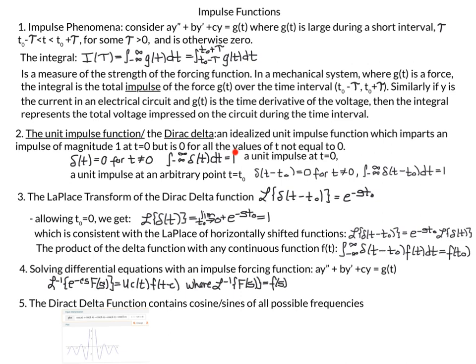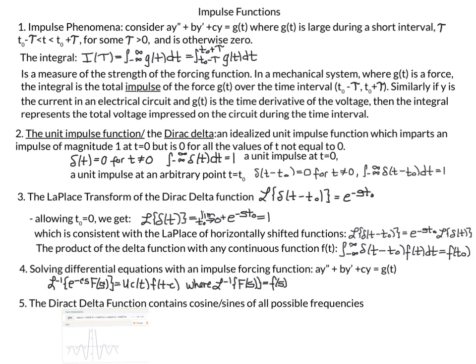So for this reason, it's called a unit impulse centered at t equals 0, because t equals 0 is the only place where we have anything non-zero in the function. And it's a unit impulse because when we integrate over that interval, we get 1. So this is the Dirac delta.